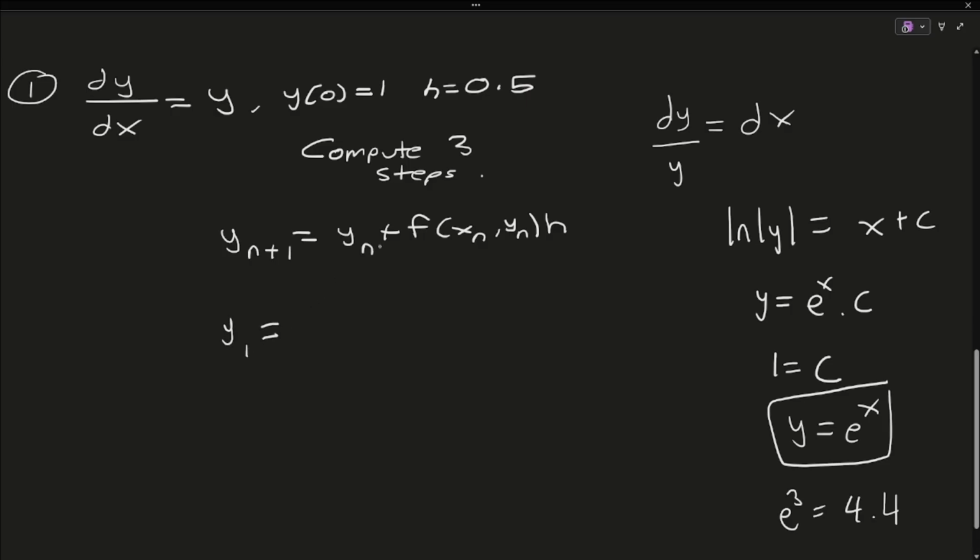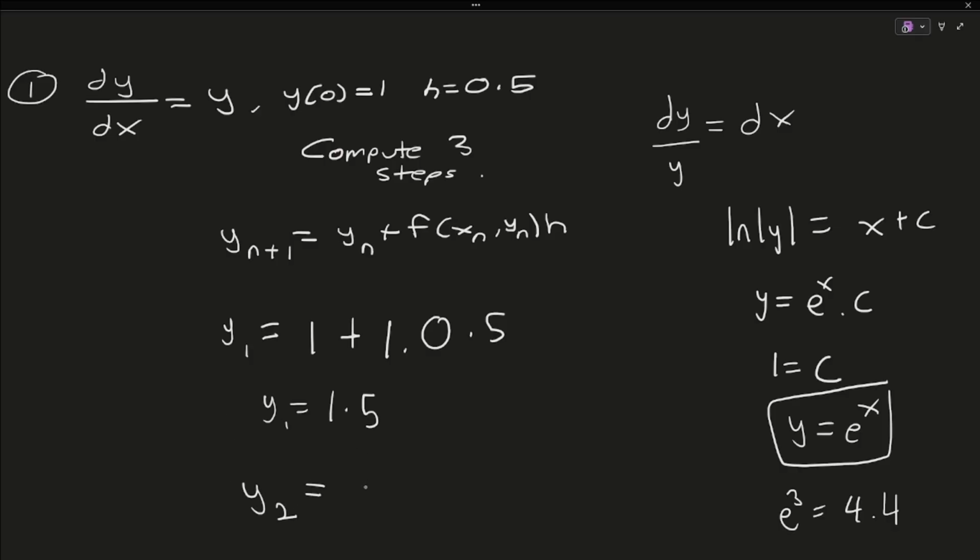y1 equals y0. Okay, y0 is what? 1. Plus f, our derivative, at y0. What is our derivative when y equals 1? I'm sorry, our derivative is actually 1 because y equals 1, so our derivative is equal to 1 too. So 1 times 0.5. Okay, so y1 equals 1.5. Now let's build y2.